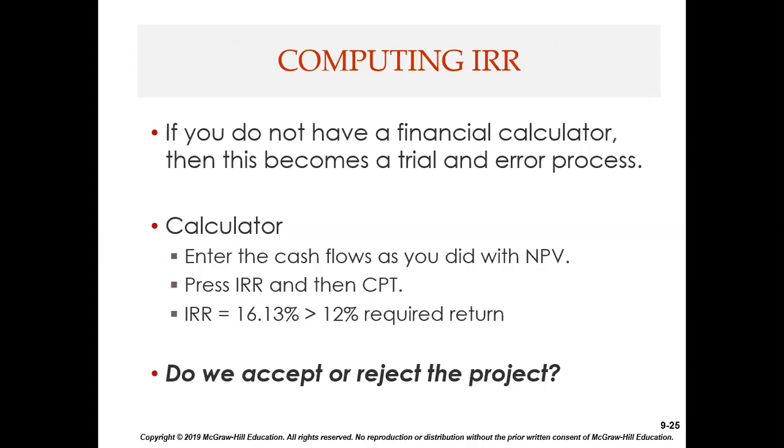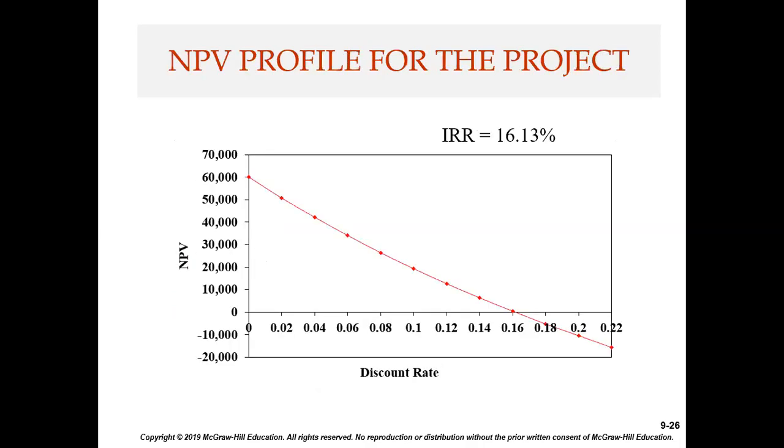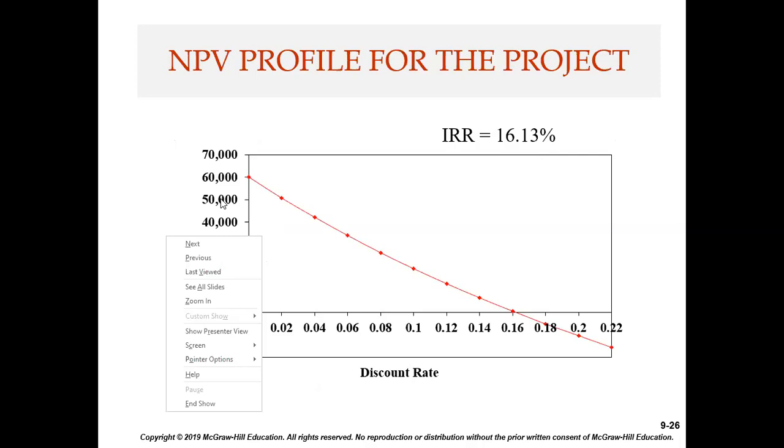So, how do we calculate that? If you do not have a financial calculator, it becomes a trial and error process. Okay, so you can enter the cash flows as you did with your net present value on your calculator, press internal rate of return, and then compute and see. Do we accept or reject this? We accept it. Now, let's get these numbers. I'm going to go back here, 16.13.